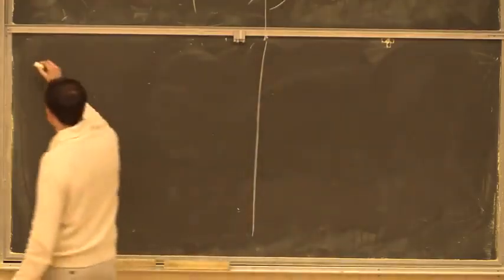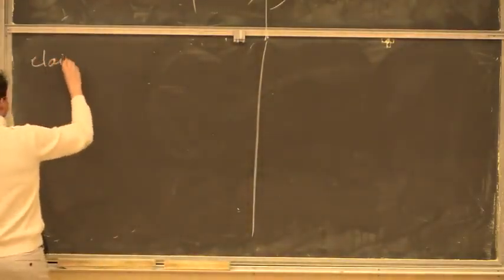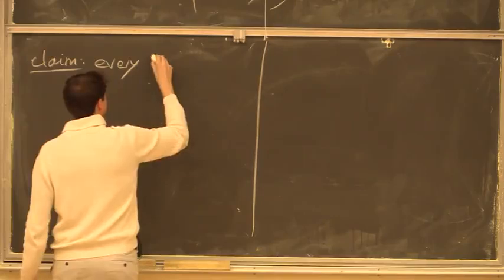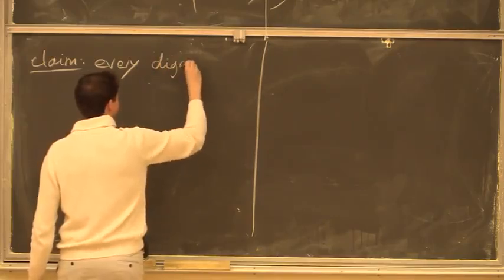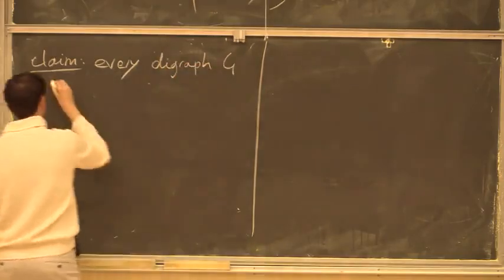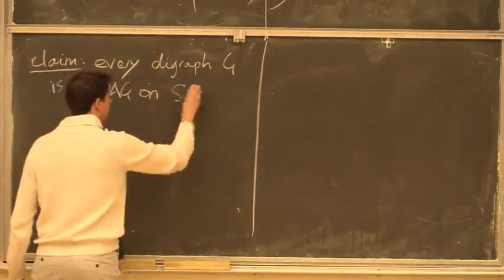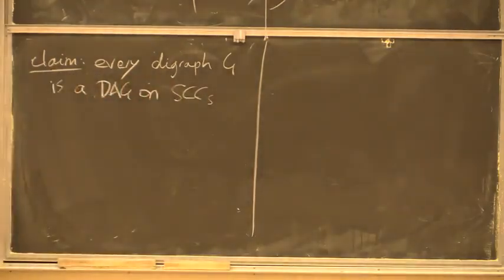So here's a claim that every digraph G is a DAG on strongly connected components. So let's parse what this means. It means that if we take the strongly connected components of a directed graph and we shrink them down to meta vertices, what we're left with is a DAG. Okay, I'm going to just go through an example right now.